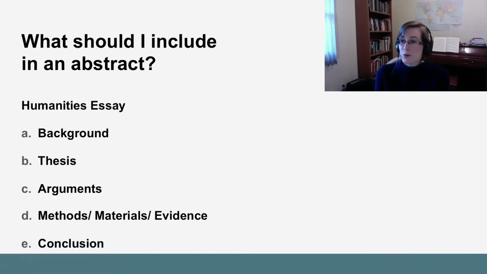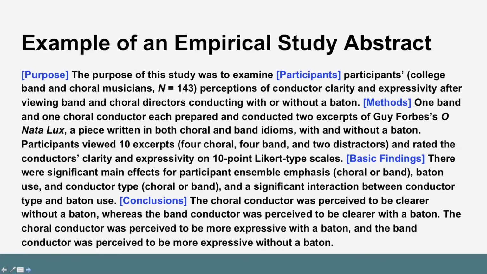Okay, so those are the outlines of these different papers. What do those actually look like in abstracts? So here, this is a first example. This is of an empirical studies abstract. And right here, I just went ahead and reverse outlined the different components that I would expect to see in the abstract and where they appeared in this particular abstract.